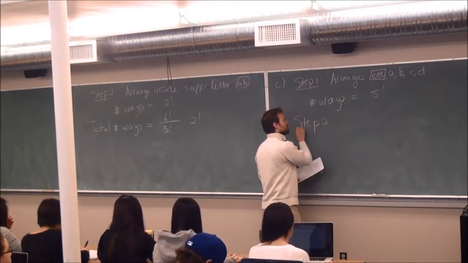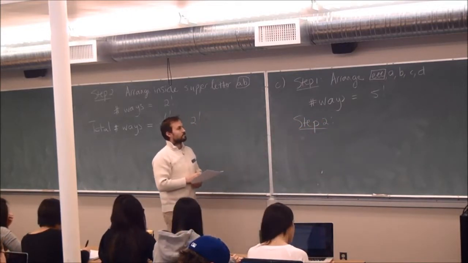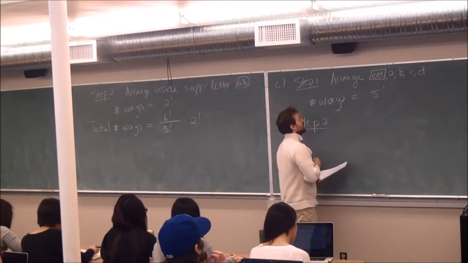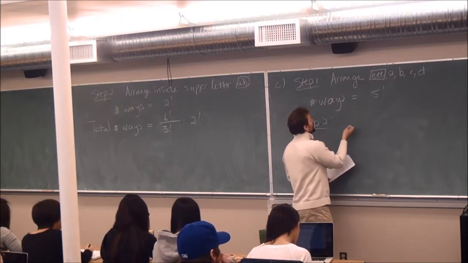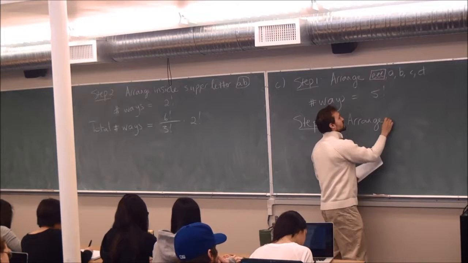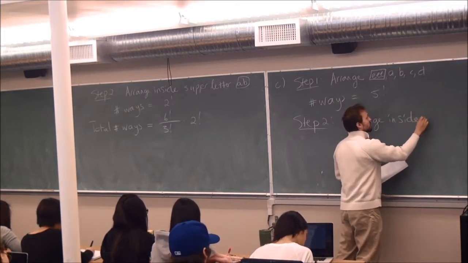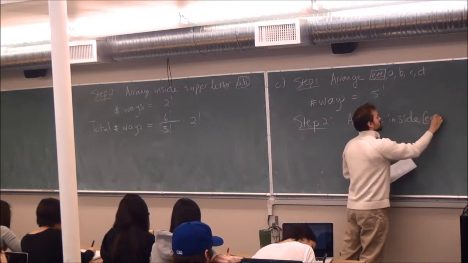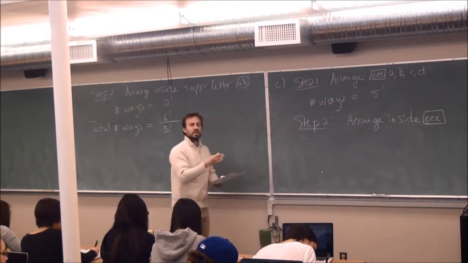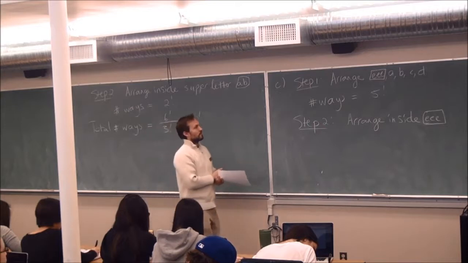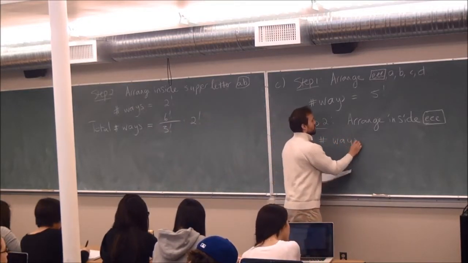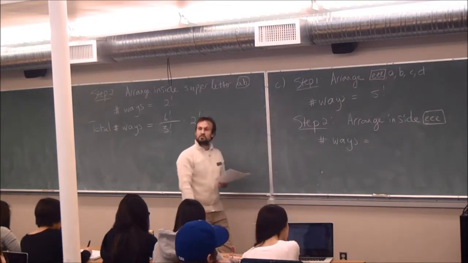Technically, there is a step 2. If I follow what I did in part B, same way of thinking, same steps. What is my next step? I have to arrange inside the 3 E's, the super letter. I have to arrange inside that super letter, just as I did for the A and the B. How many ways can I arrange those 3 letters?